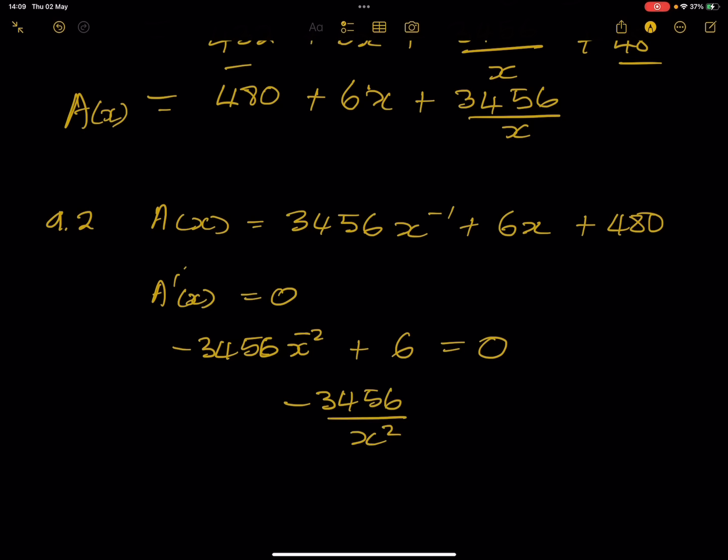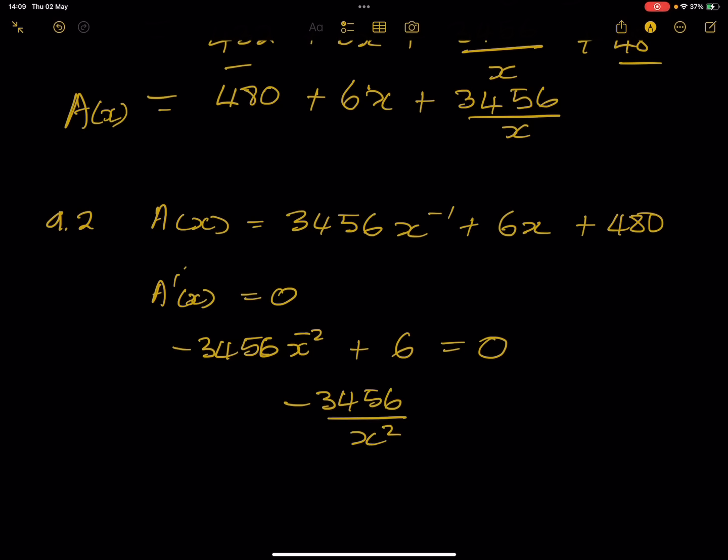So I've got 6x squared equal to 3,456. Okay, 3, 4, 5, and 6. So divide that by 6 and take the square root. In this case, I'll only take the positive number, right?